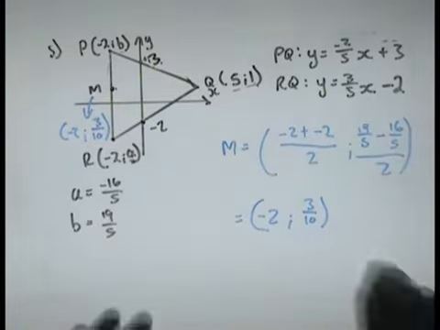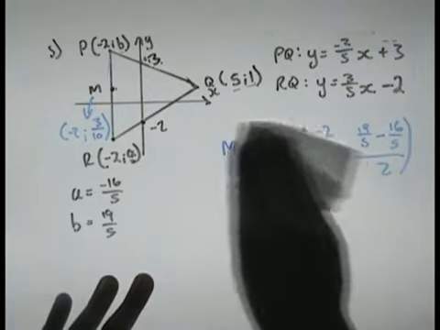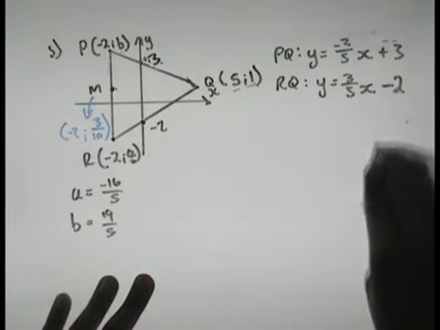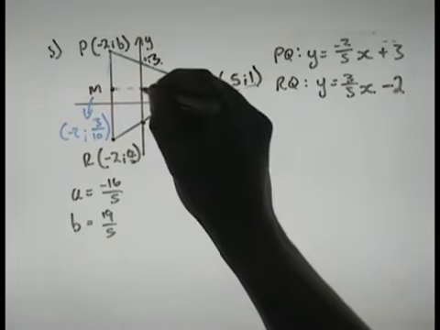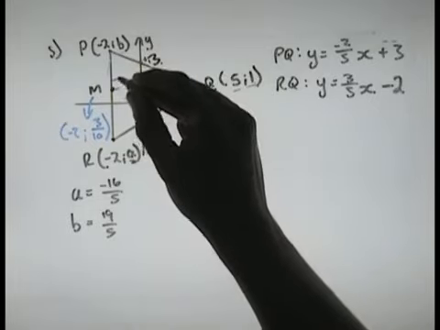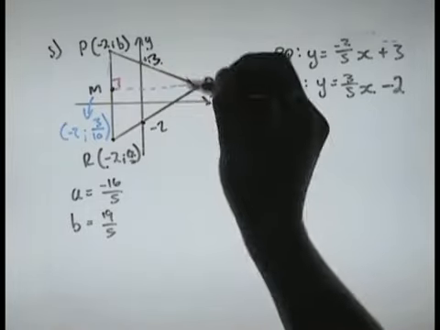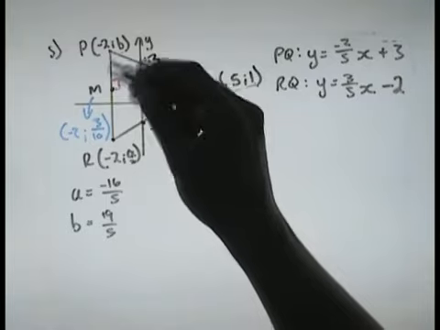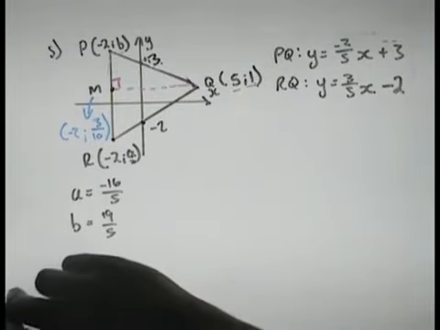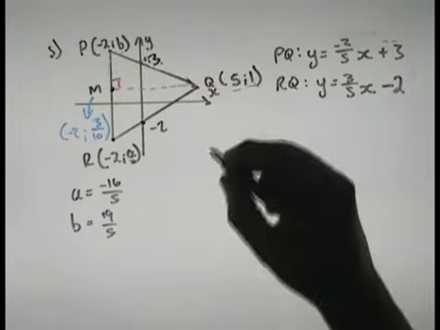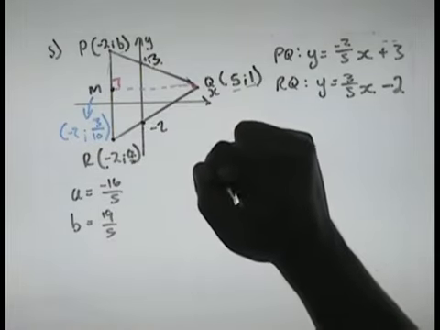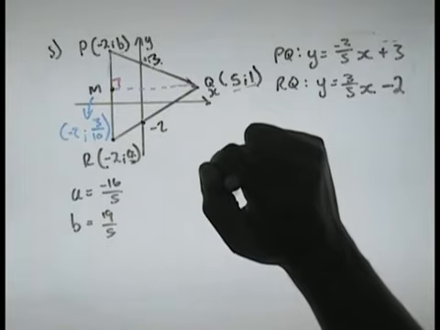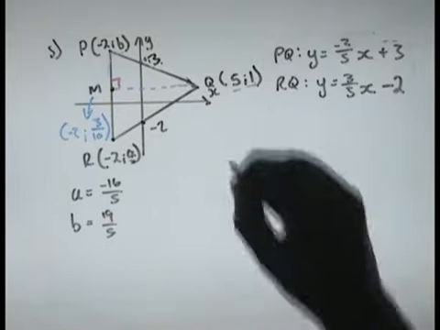The last thing I asked you for was, is QM a height of the triangle? Now, in order for QM to be a height of this triangle, it would mean that QM is perpendicular to PR. If they are perpendicular, it means that the gradient of the one multiplied by the gradient of the other is equal to negative 1.